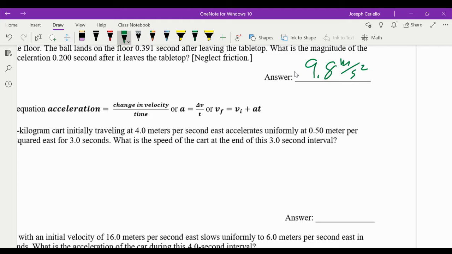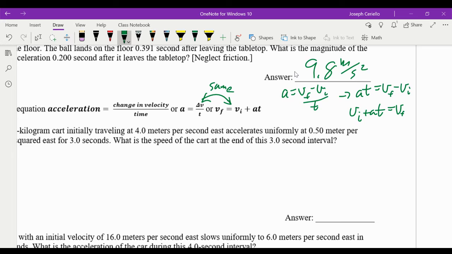How so? Well, look at this delta V. Delta V means final velocity minus initial velocity. So I can rewrite this equation over here. A equals V final minus V initial over T. All right. Multiply both sides by T, and I get AT equals V final minus V initial. Add V initial to both sides, and I get V initial plus AT equals V final. Check that out, VF equals VI plus AT. So these are basically the same equation, okay? Just rearranged. And it depends on what you're looking for. If you're looking for A, maybe use this one here on the left, because A is already isolated. If you're looking for V final, use that one on the right, because V final is isolated.